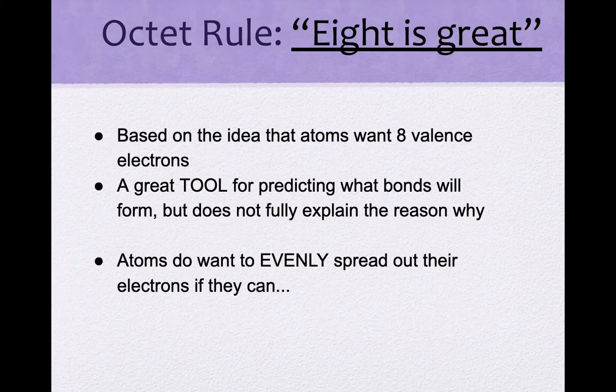Atoms do want to evenly spread out their electrons if they can, so when they are drawn, they're evenly spread out throughout the entire atom. They're not all bunched in one corner.